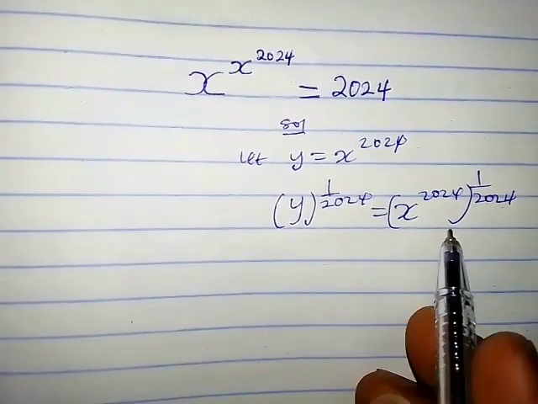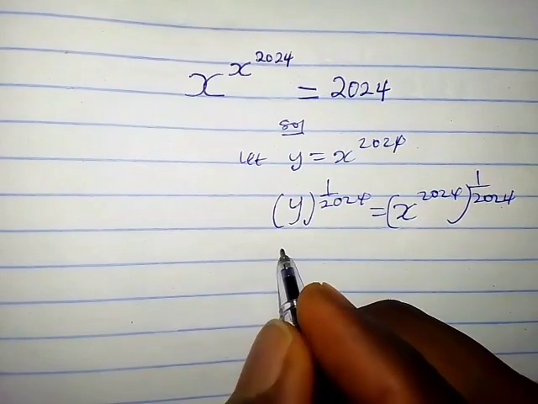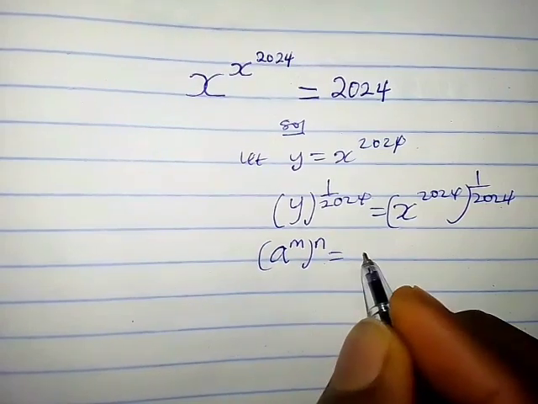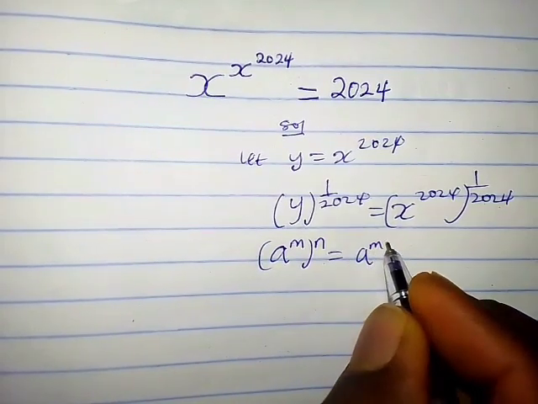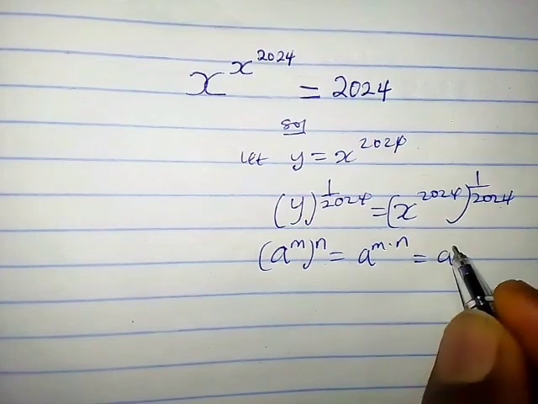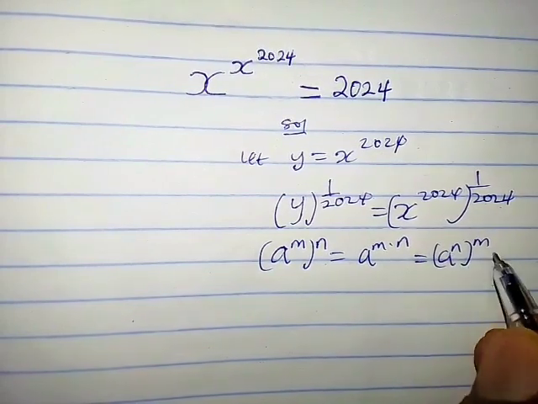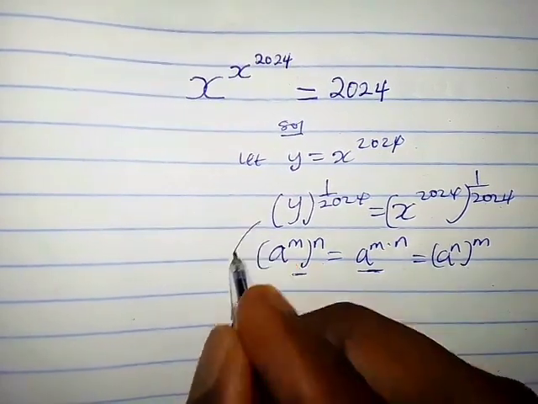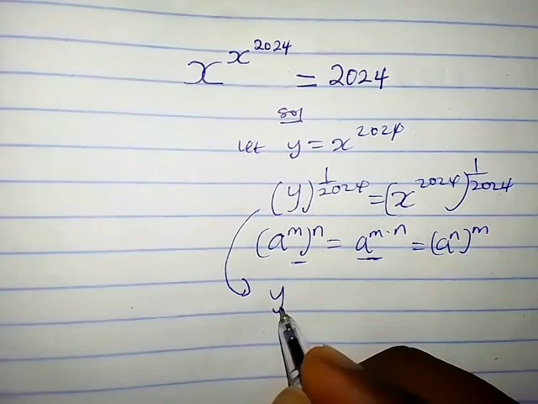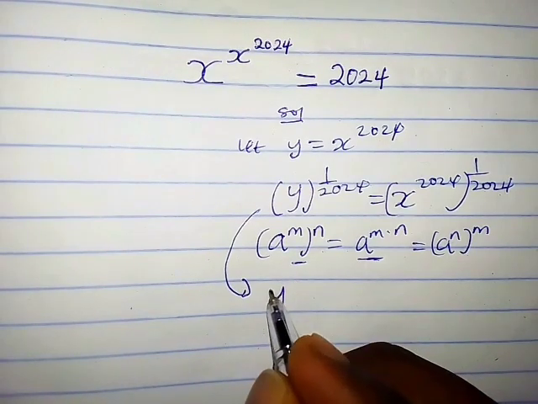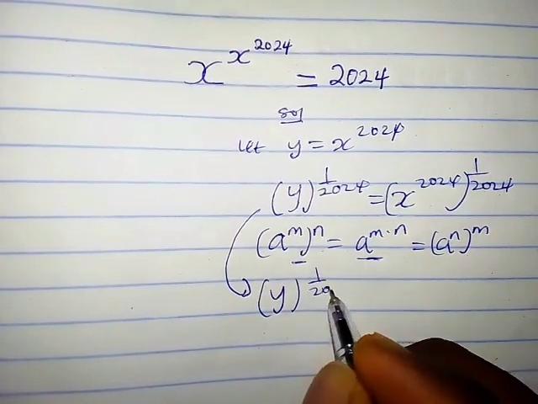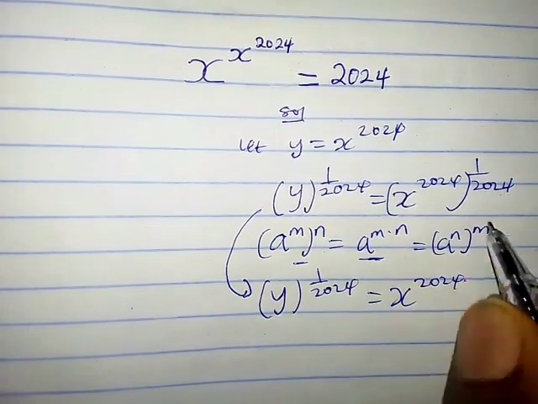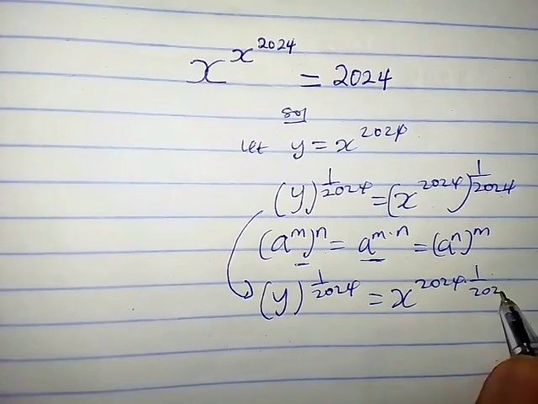Now in this case we are going to apply one property, that is, whenever we have a raised to power m times n, it is the same thing as a raised to power m times n, which is also the same thing as a raised to power n times m. So we are going to impose this condition here. Let's write this second equation. We're going to have y to the 1 over 2024 equals x raised to power 2024 times 1 over 2024.